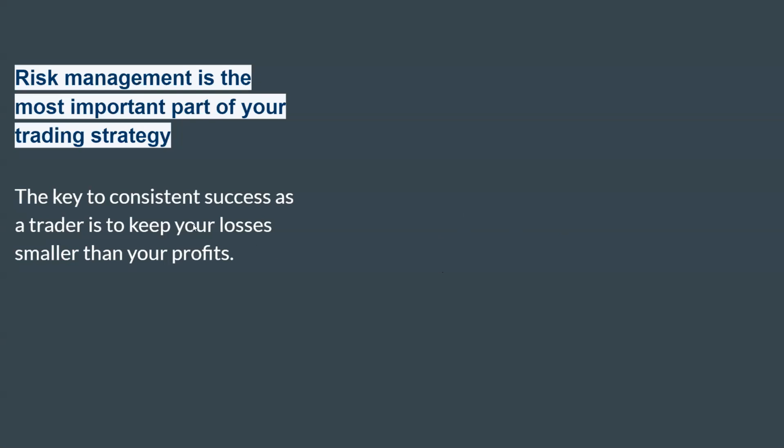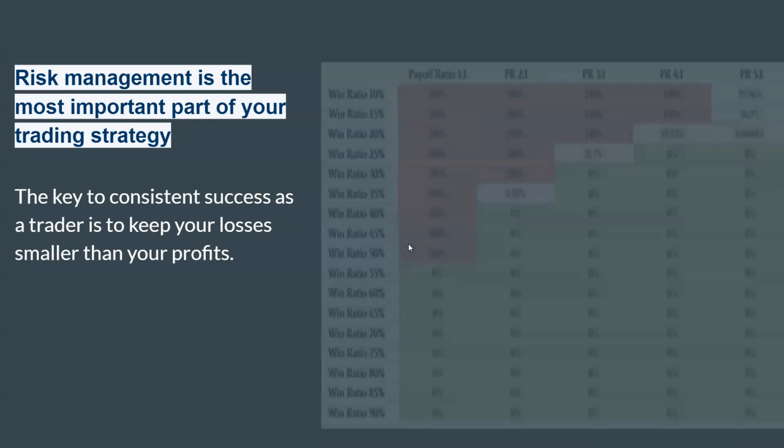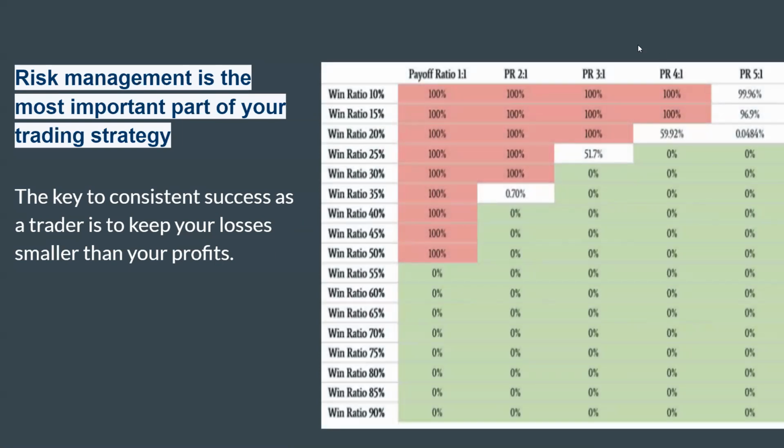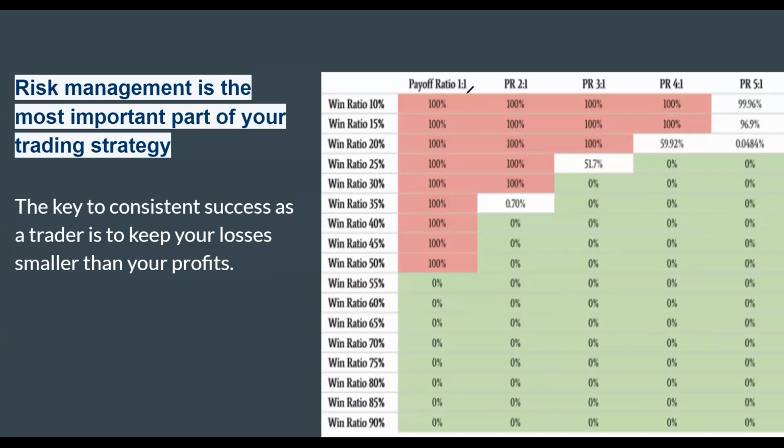Okay, cool. The key to consistent success as a trader is to keep your losses smaller than your profits. So a lot of you have seen this chart before. I'm not going to harp on it like crazy, but for all my new people, this is what I want you to realize: when you have a risk to reward, this is what PR means. Payoff ratio means risk to reward ratio. Okay, let's start with a 1-to-1 risk reward here. When you have a 55% win rate, you are profitable.